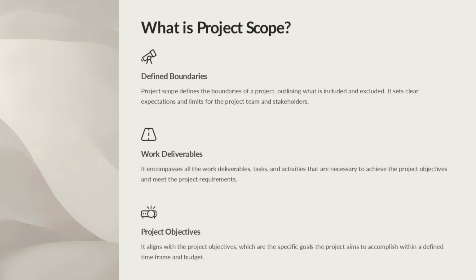Project scope defines the boundaries of a project, outlining what is included and excluded. It sets clear expectations and limits for the project team and stakeholders. Project scope encompasses all the work deliverables, tasks, and activities that are necessary to achieve the project objectives and meet the project requirements. Project scope aligns with the project objectives, which are the specific goals the project aims to accomplish within a defined time frame and budget.